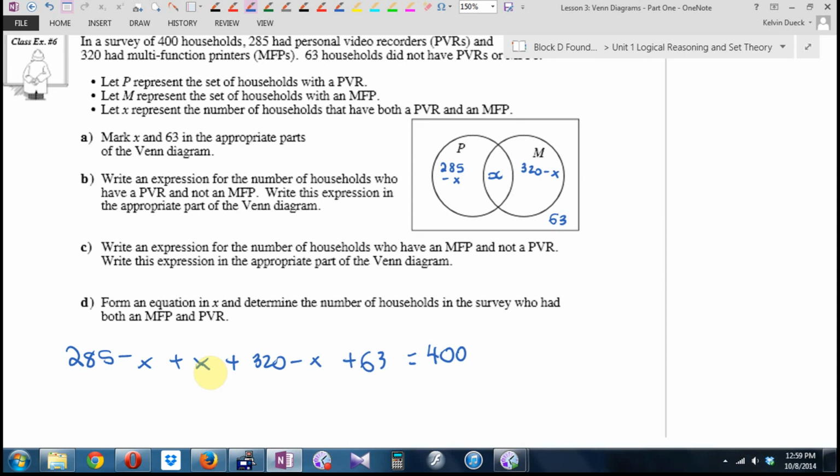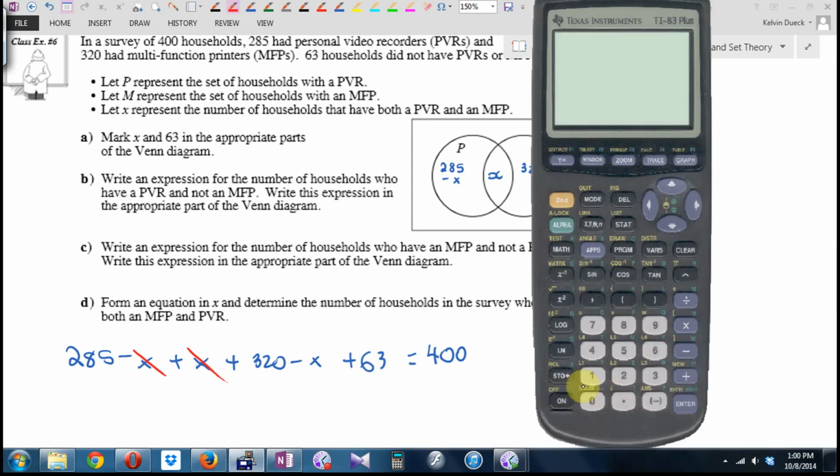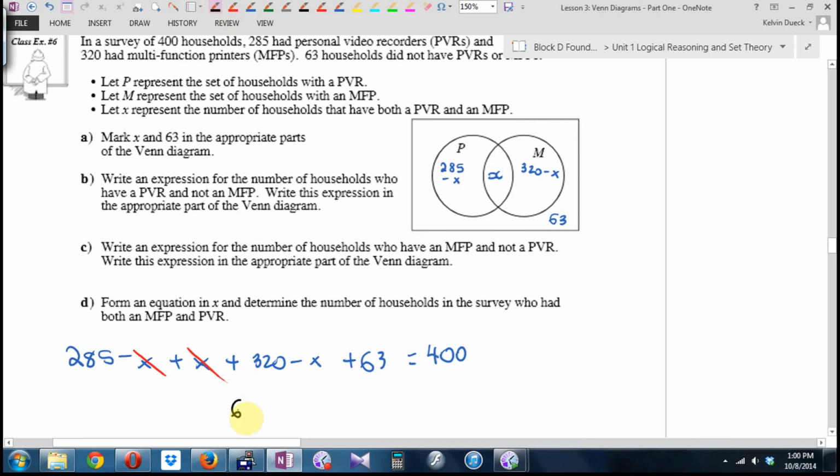And I'm pulling out some graded equation solving. You may notice I have a minus x and a plus x. Those cancel. F, fractions, no. Expand brackets, no. Like terms, you know what? I can go 285 plus 320 plus 63. Those are all like terms. I can simplify this equation to 668 take away x equals 400.